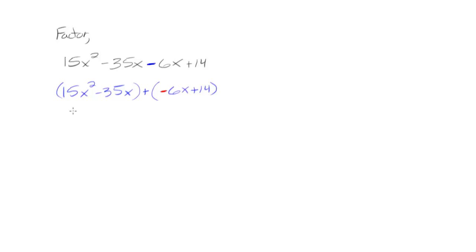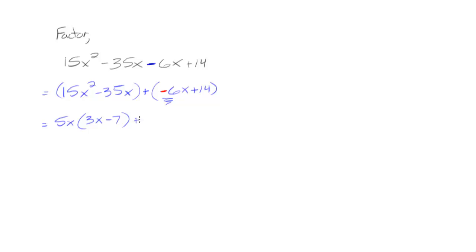All right, then what I do is I'm simply going to factor out the greatest common factor out of each of these groups. This first group, 5x is my greatest common factor, and I'm left with a 3x minus 7. Now in this next group, I'm going to actually factor out a negative because of this negative in front of the 6. I'm going to factor out a negative 2. 2 is the greatest common factor. There's no x's because this last term is a constant. I'm going to factor out a negative 2.